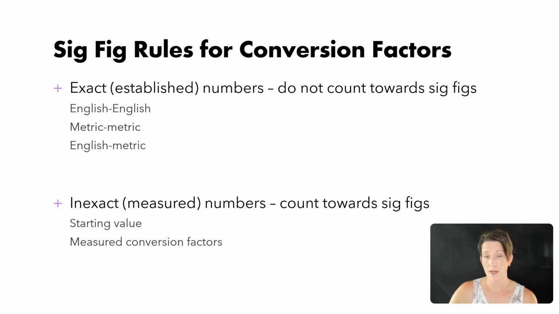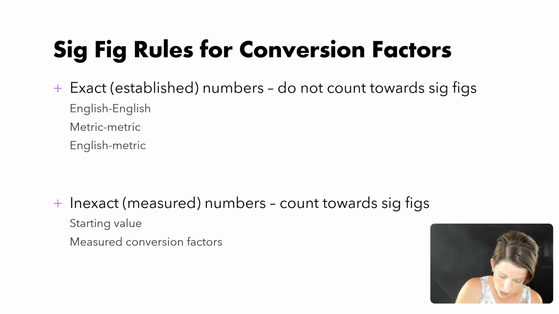Looking at the significant figure rules for conversion factors, we already know that our measured number, the number we're going to start our calculation with, is an inexact number, therefore it participates with our significant figure rules within our calculations. Conversion factors may or may not be significant, and so we need to know the difference between them. Exact or established numbers, those that do not count towards sig figs, these conversion factors are set. They are agreed upon within the scientific community.